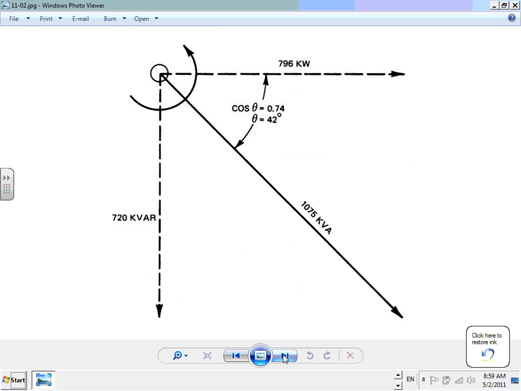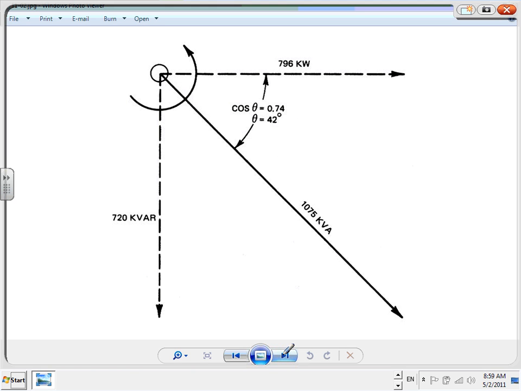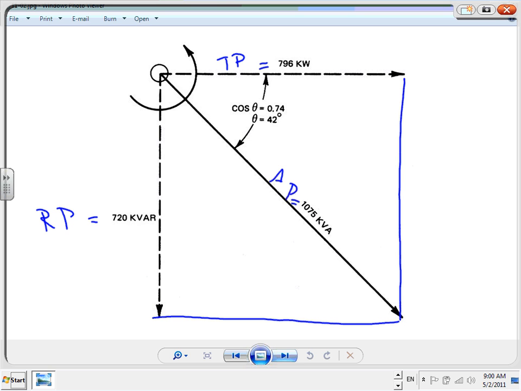Okay. Here's the power triangle. I'm sure you are familiar with what you have done with Mr. Ryman. This is my true power. You guys remember that one? This is my reactive power, and this is my apparent power. We've done that, guys. Can you see that? True power, reactive power, apparent power. This is the power triangle. You must know that one, no question asked.